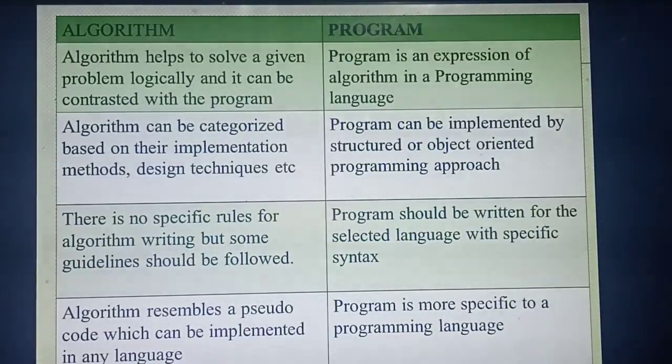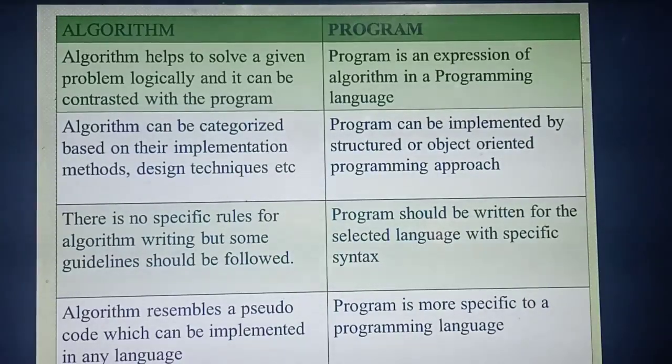But a program is not like an algorithm. While you are writing a program, it should follow a specific syntax. For example, a C++ program should follow the syntax of C++, such as each line ending with a semicolon, and cin and cout written in a particular way. Likewise, every programming language follows some specific syntax. But an algorithm is not like that.